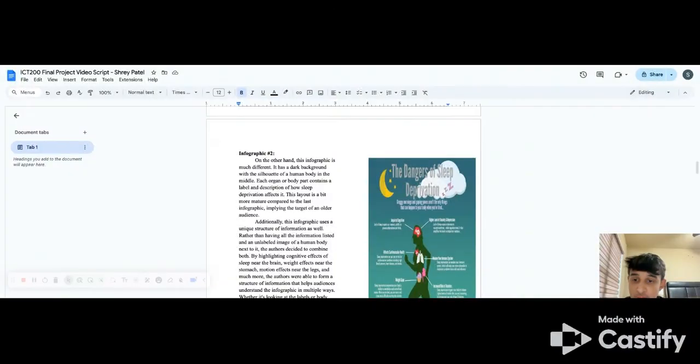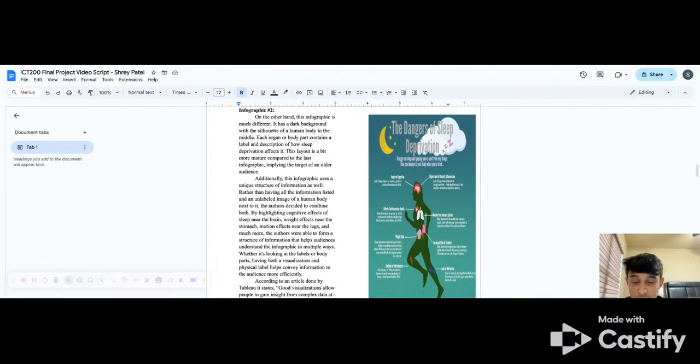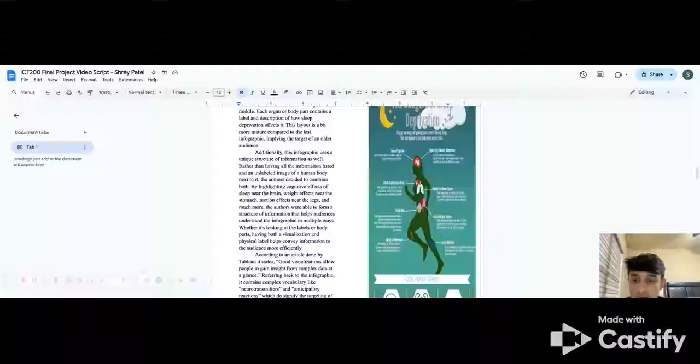On the other hand, this infographic is much different. It has a dark background with the silhouette of a human body in the middle. Each organ or body part contains a label and description of how sleep deprivation affects it. This layout is a bit more mature compared to the last infographic, implying the target of an older audience.